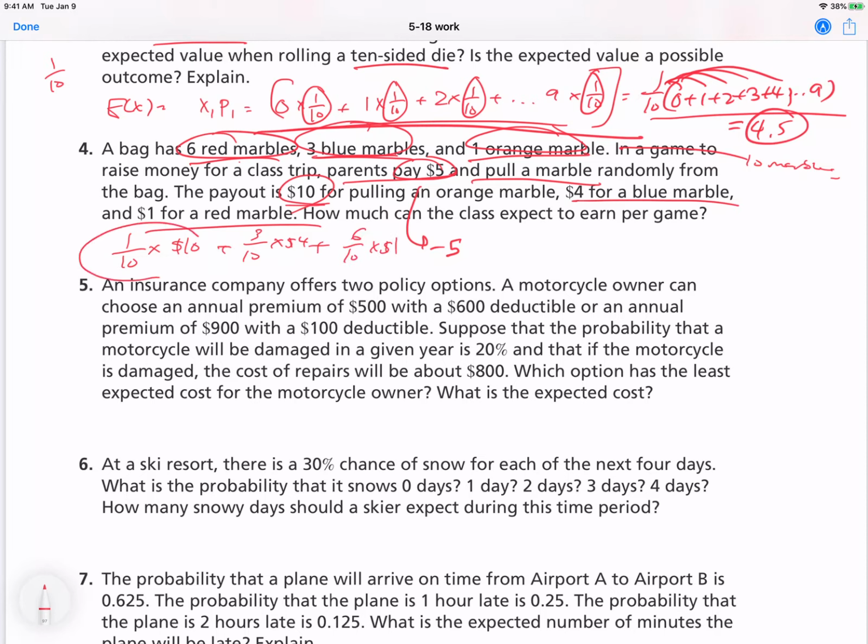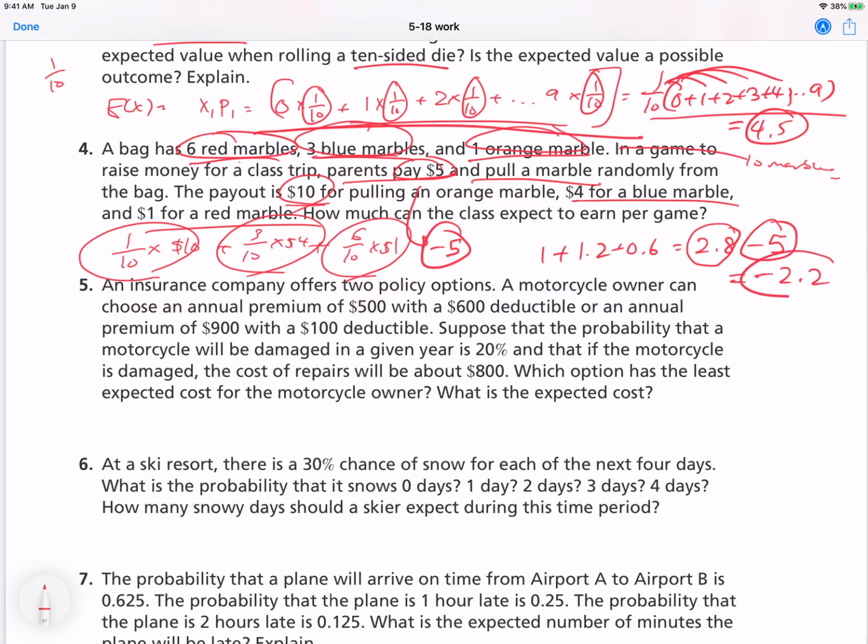So then these are your expected value outcomes that you're going to simply add up. So it's 1 plus 1.2 plus 0.6, which gives you 2.8. Now, if it costs you $5 to pay, you have to add the expected value of the payoff for this game and the amount that you actually have to pay to play this game, which means your overall outcome will be negative 2.2. So you're losing money. You're losing about $2.20.